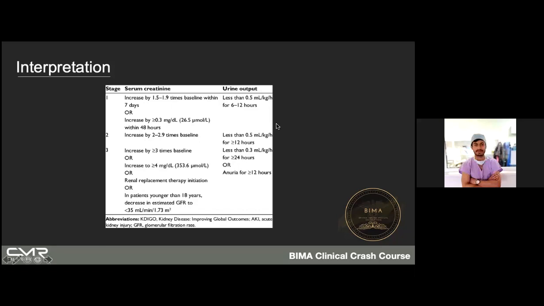So yeah, once again, 3 stages. The first stage is an increase of serum creatinine by 1.5 to 1.9 times the baseline. Stage 2 is increased by 2 to 2.9 times, and stage 3 is 3 times. I think that's quite easy to remember. 3 for 3.